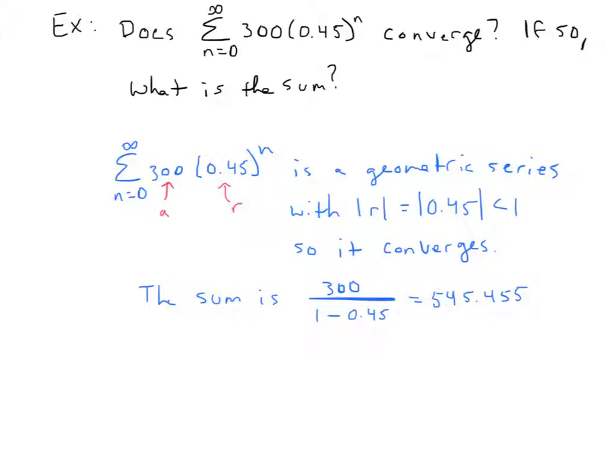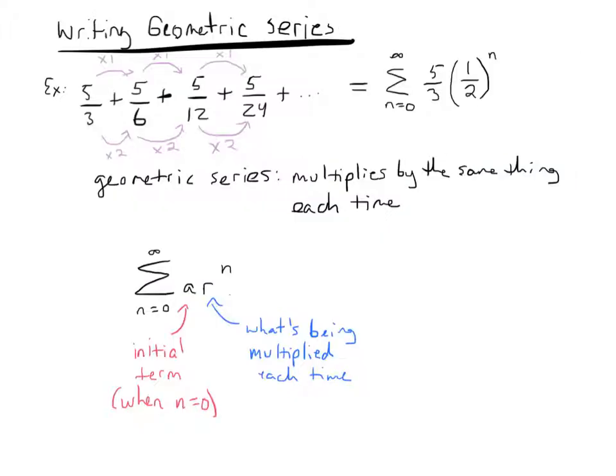And then the next part, it does converge, so I can find the sum, because that's what it means. If it converges, it has a sum. So the sum is a, which is my initial term, or the thing that's not raised to a power, 300, over 1, and this is always a 1, minus r, which was 0.45, and then if I figure that out, I get 545.455.